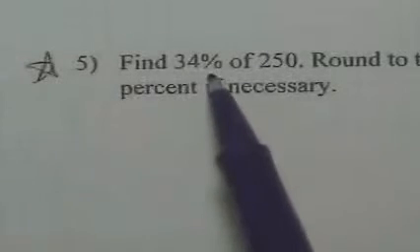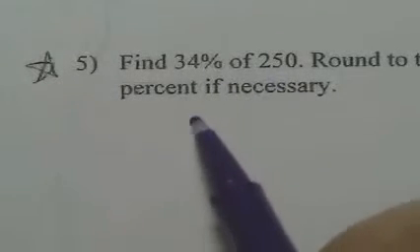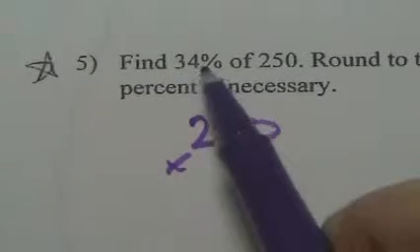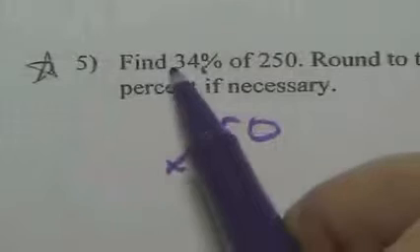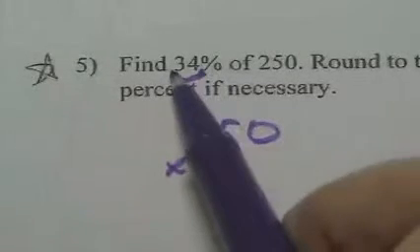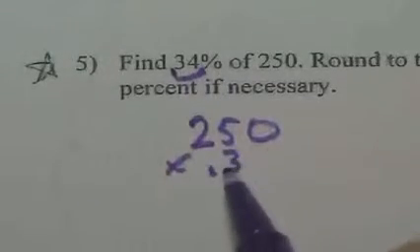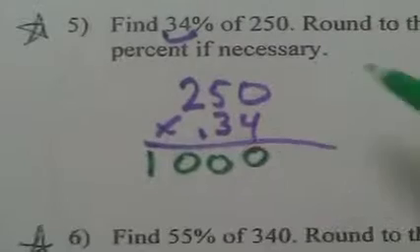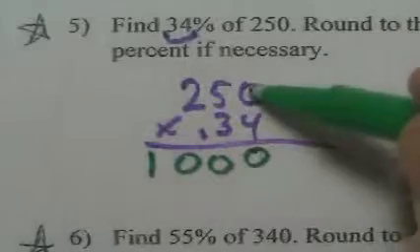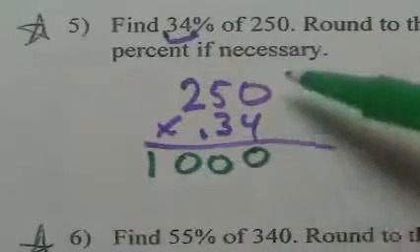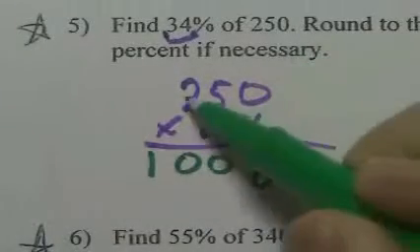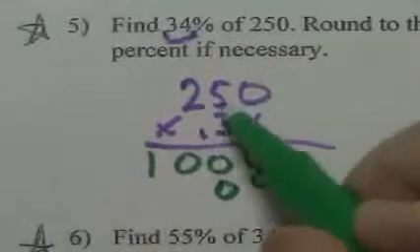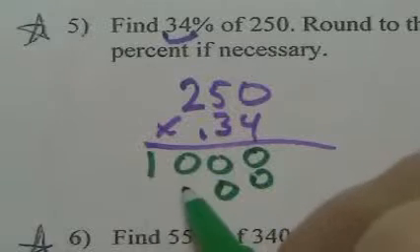Number 5, find 34% of 250. Different ways of doing this, but I'll just multiply. I'm going to go ahead and make this into a decimal. That makes it 0.34. If I move the decimal over 2 spaces, 0.34. And then I just multiply. So when I multiply 4 times 250, that's 1,000. Put a space holder, then multiply 3 times 250. 3 times 250 is 750.